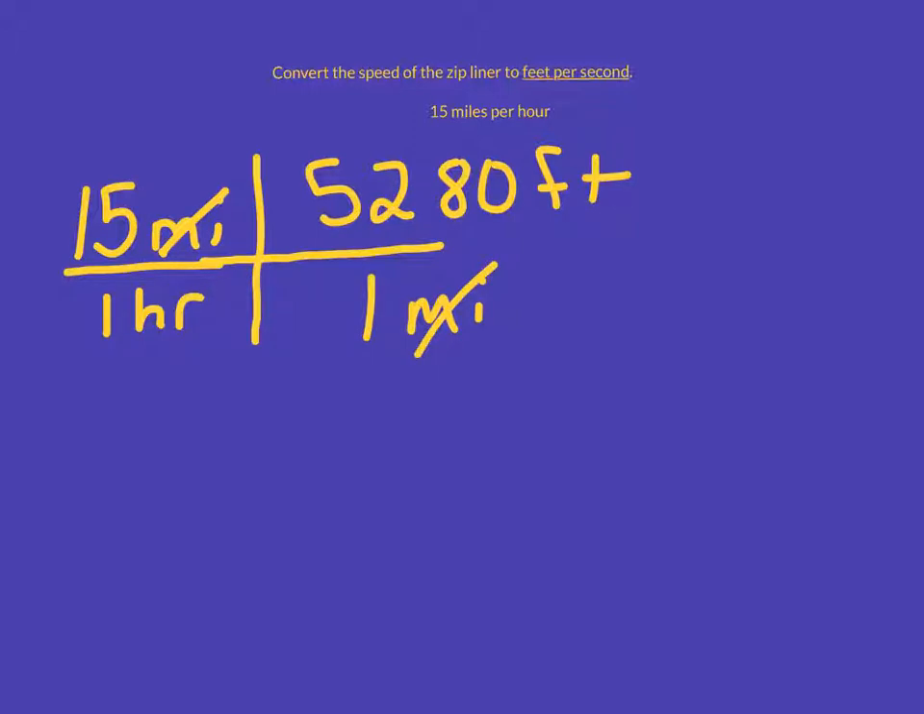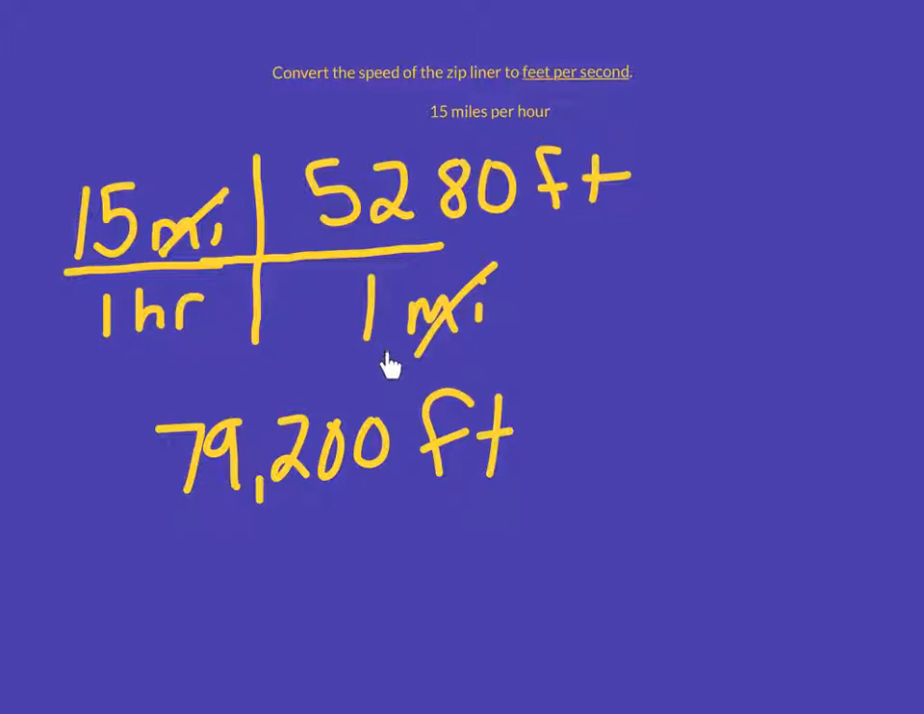just in feet, right? So I'm going to do 15 times 5,280. 15 times 5,280. And then what I'll end up with then is 79,200. My unit is feet on top because you'll notice my miles have canceled out. And on the bottom I have 1 here times 1 there. 1 times 1 is 1. And my unit is hours.